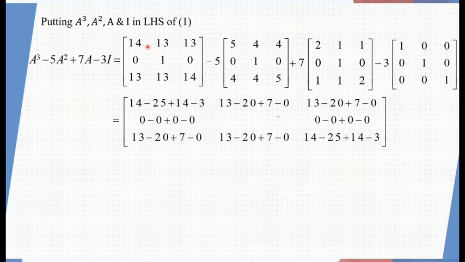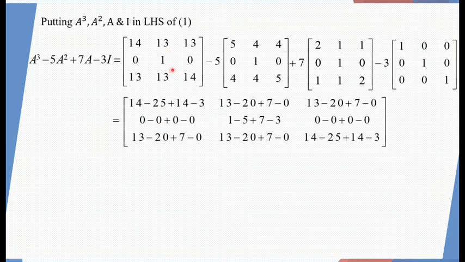So 14 minus 25 plus 14 minus 3. And similarly 13 minus 5 times 4 is 20, plus 7 times 1 is 7, and minus 3 times 0 is 0. And 13 minus 5 times 4 is 20, 7 times 1 is 7, and 7 times 0 is 0. Same as 0 minus 5 into 0 0, 7 into 0 0, minus 3 into 0 0.